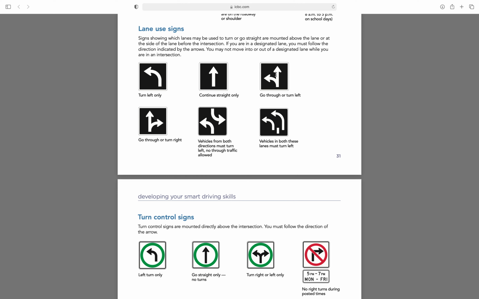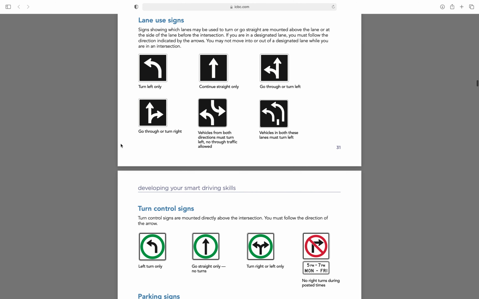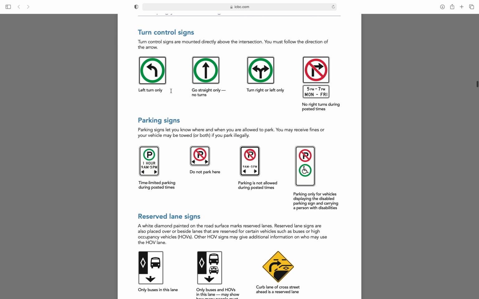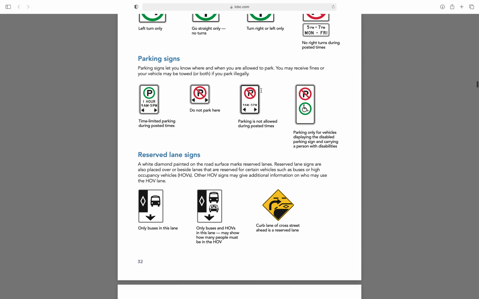Lane use signs. So these ones just help you navigate the road, right? So if it's a confusing intersection, 99% of the time they will have signs like this that help you just see what you're supposed to do. Turn control signals. Again, this is like how you either can turn or you can't turn. It's just guidance control and usually self-explanatory.